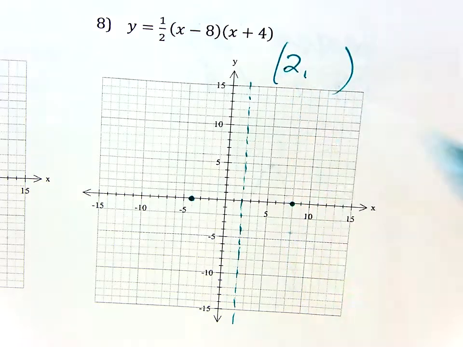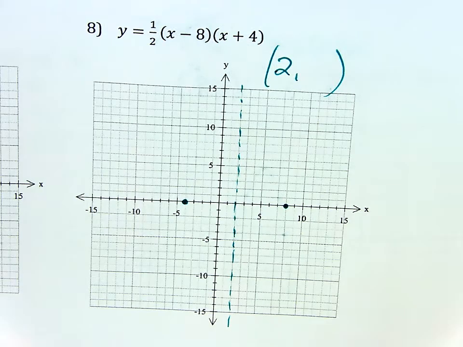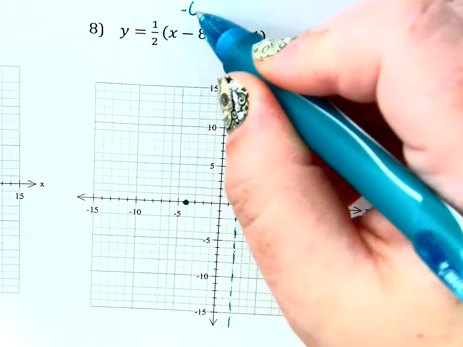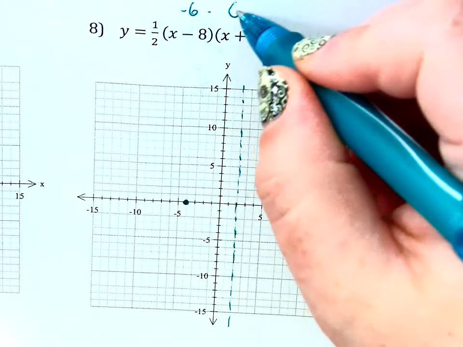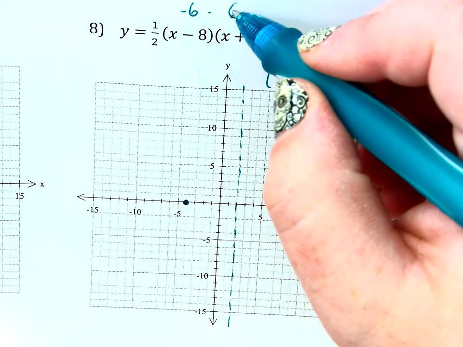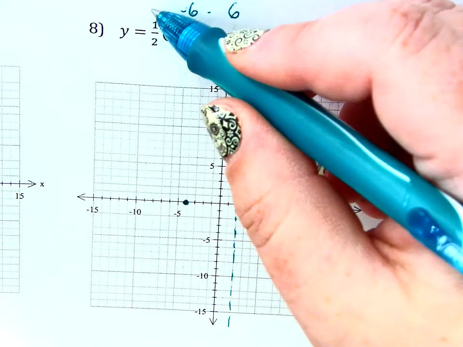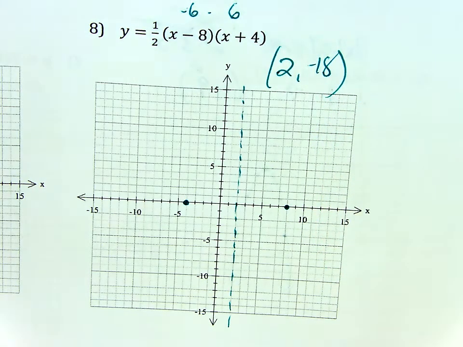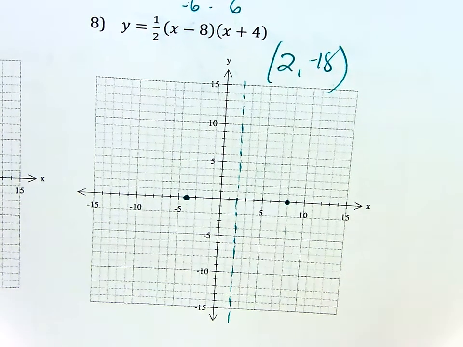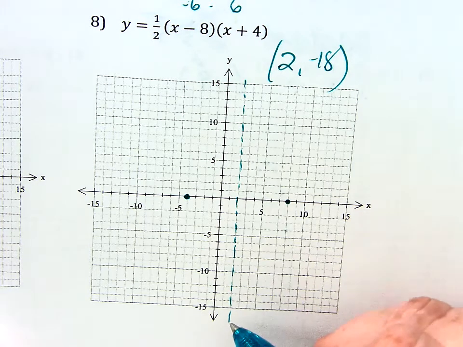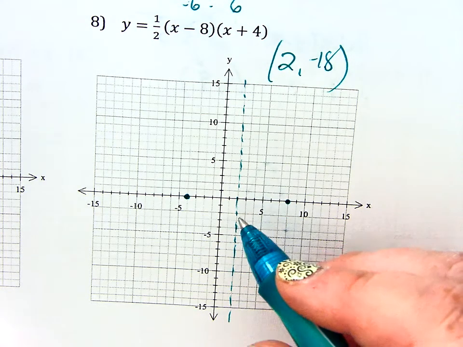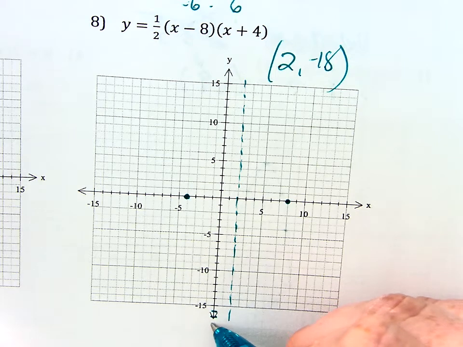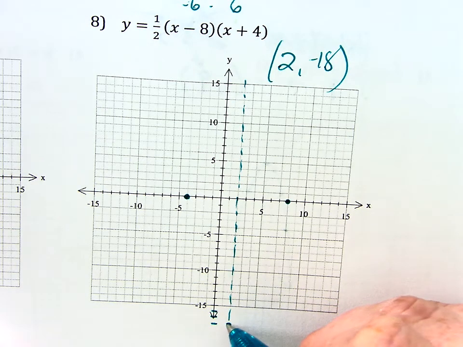So, let's just go ahead and plug 2 into our original equation and see what comes out. 2 minus 8 is a -6. 2 plus 4 is a +6. That's -36 times a half. I get -18. So, you're right, that is a little bit off my graph, but it's not so far. I can just approximate -18 would be right about 16, 17, 18. Right about there.